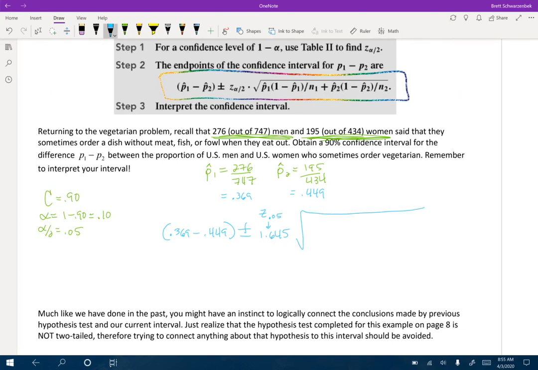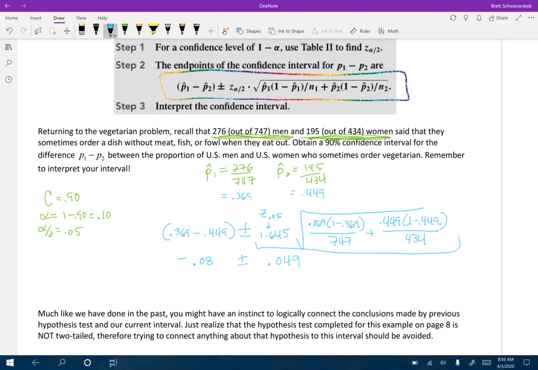So we have p hat 1, 0.369, times 1 minus 0.369, all over n1, which is 747, plus, on the other side, 0.449 times 1 minus 0.449 over 434. Just be really careful with the calculator when you're doing this. You're going to get negative 0.08 plus or minus 0.049. So that's this whole thing.